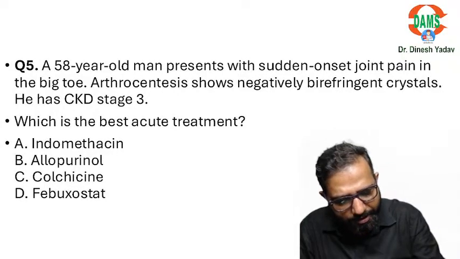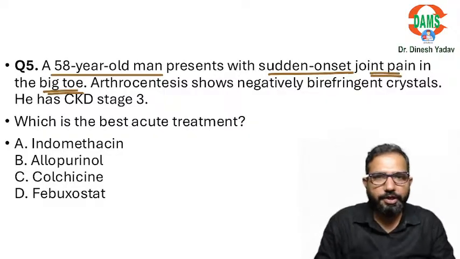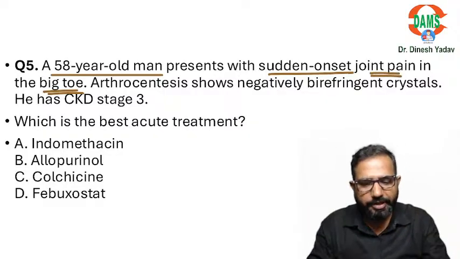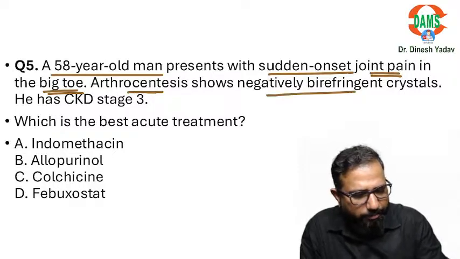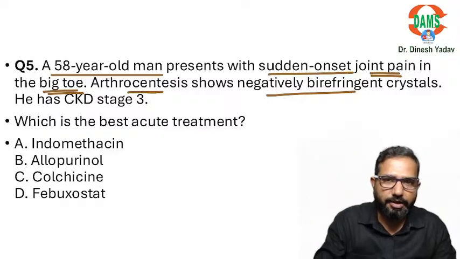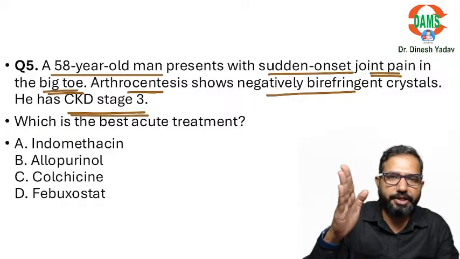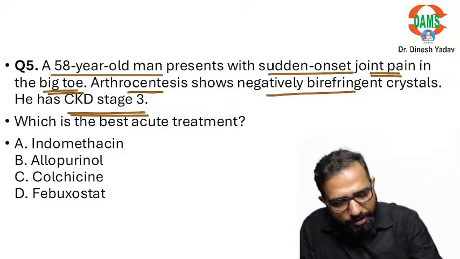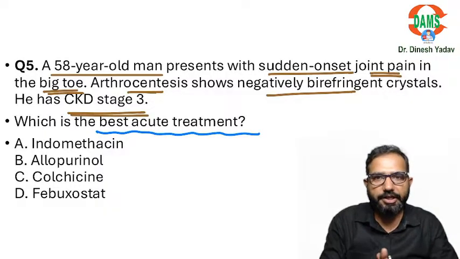A 58-year-old man presents with sudden onset joint pain in a big toe. Arthrocentesis shows negatively birefringent crystals. He has CKD stage 3, chronic kidney disease stage 3. What is the best acute treatment? What is the correct answer, bachcho?